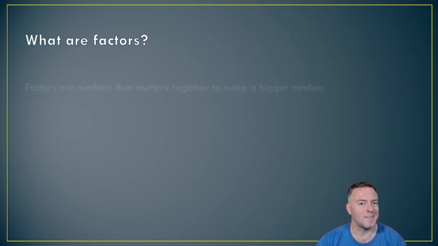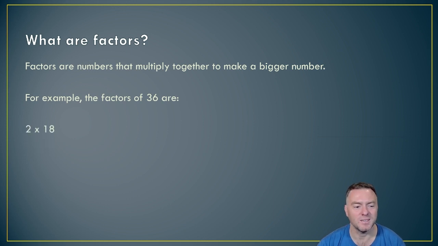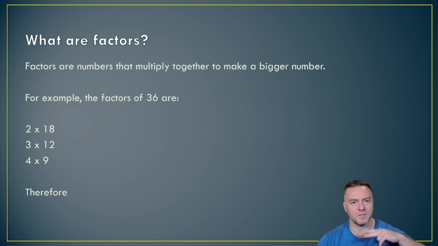So what are factors then? Factors are numbers that we simply multiply together to make a bigger number. So for example, the factors of 36, if we broke it down, would be 2 times 18, 3 times 12, 4 times 9, and that's pretty much it. Now my hint is to use the sieve. If it's an even number, divide by 2, then 3. Eventually when you're dividing by those numbers, you'll get numbers really close to each other, and when they're close to each other, you've exhausted and found all those factors.